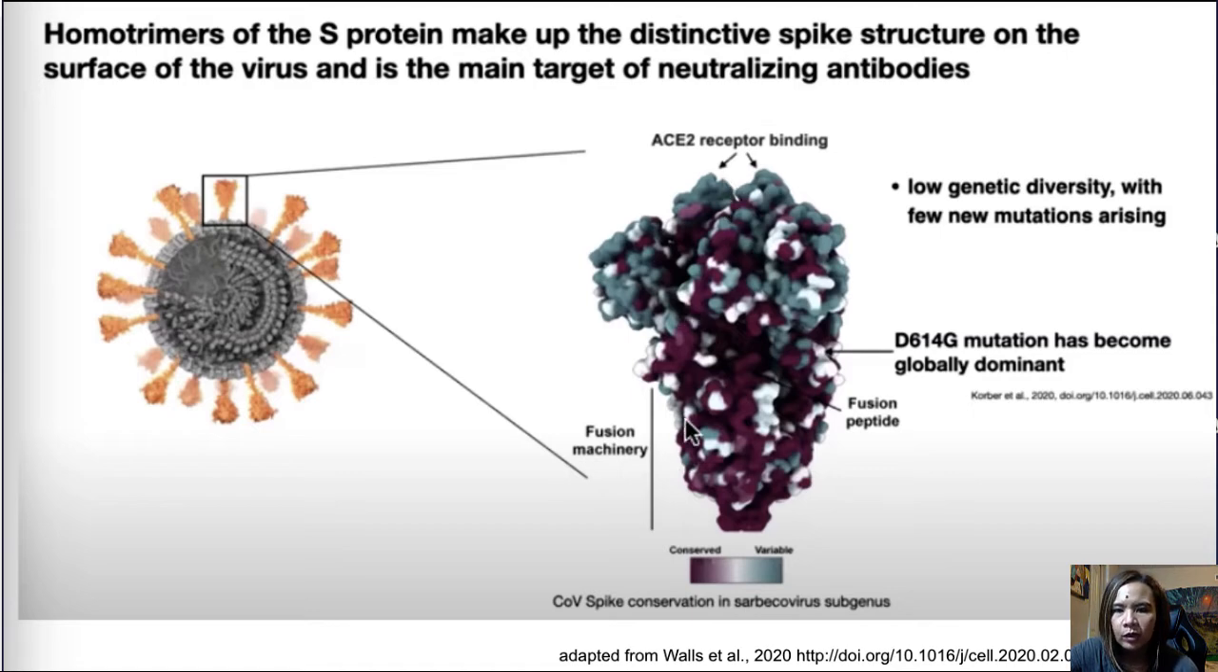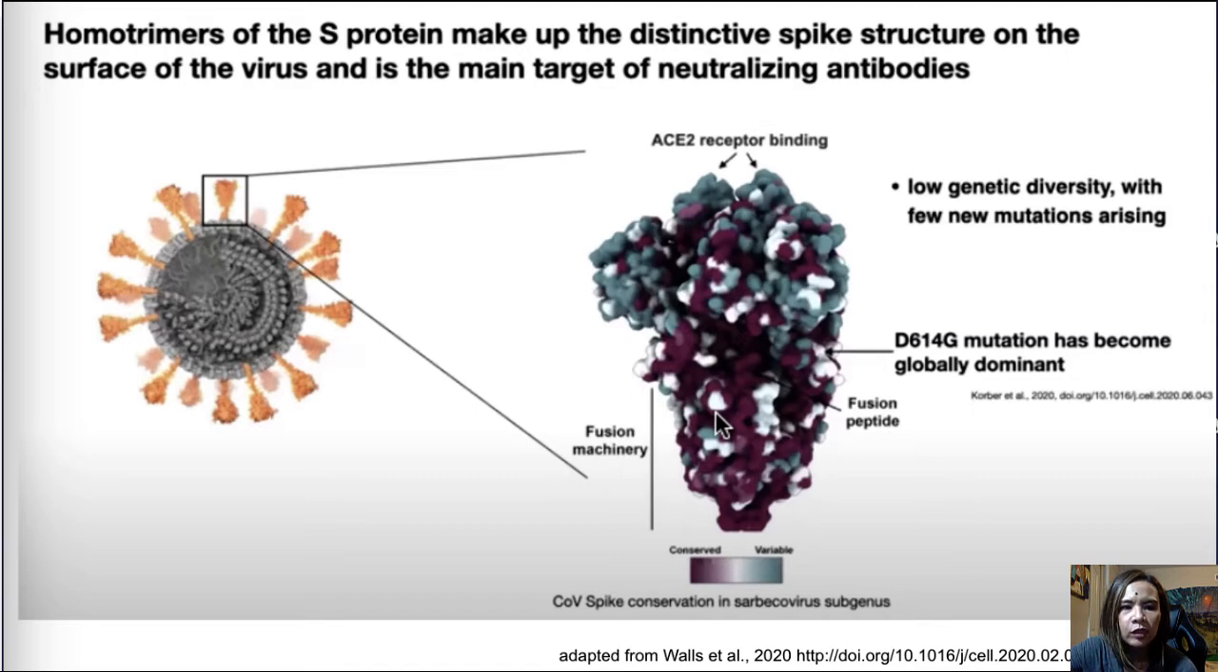And the lower stalk right here, which is in purple, is what we call your fusion machinery. And this fusion machinery is actually spring loaded. So it's kind of like a jack in the box, and the upper globular part of the protein is actually the lid. And once the lid is off, that's the only time it activates the fusion machinery.